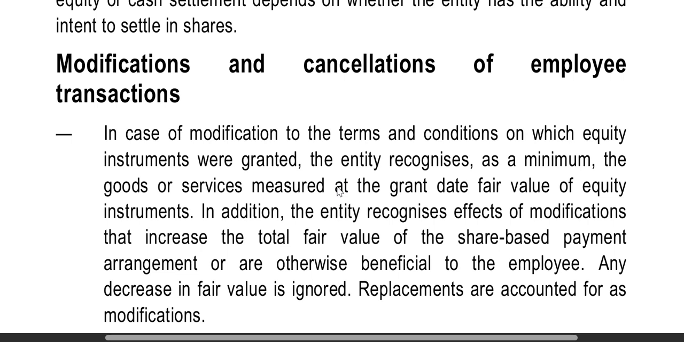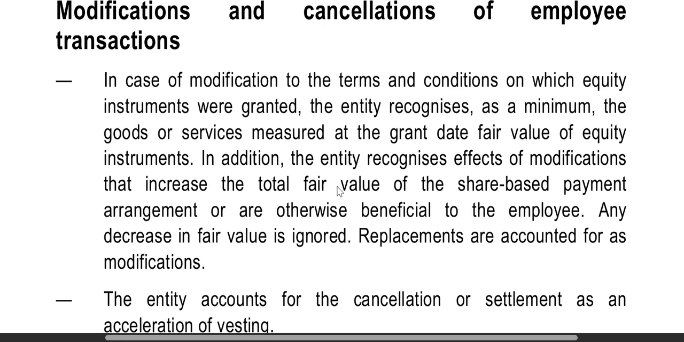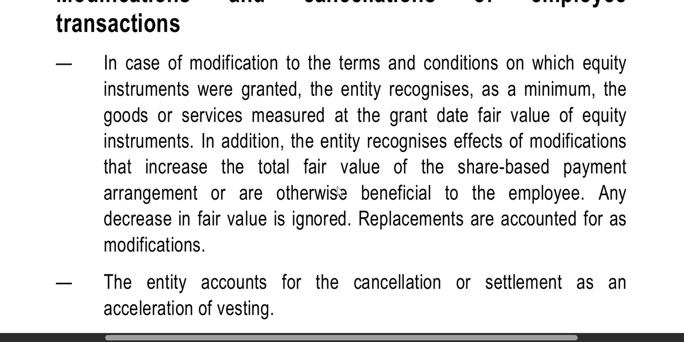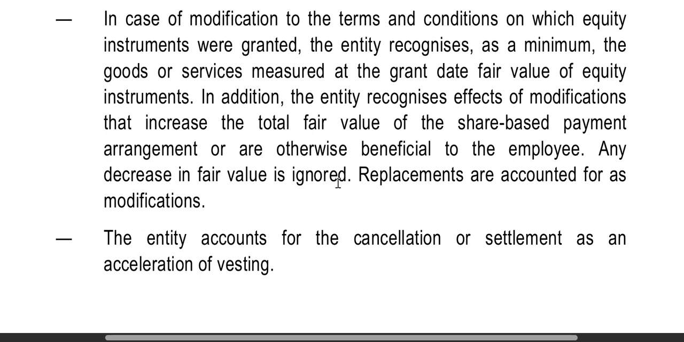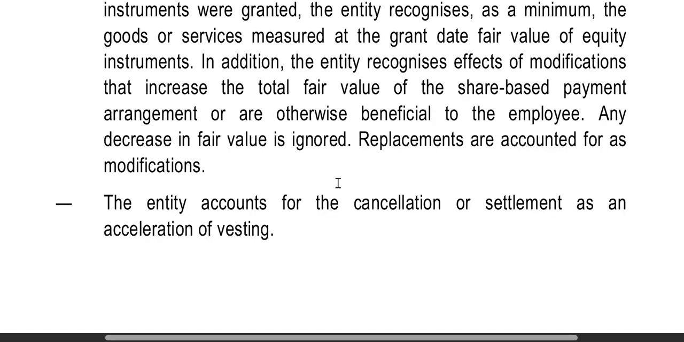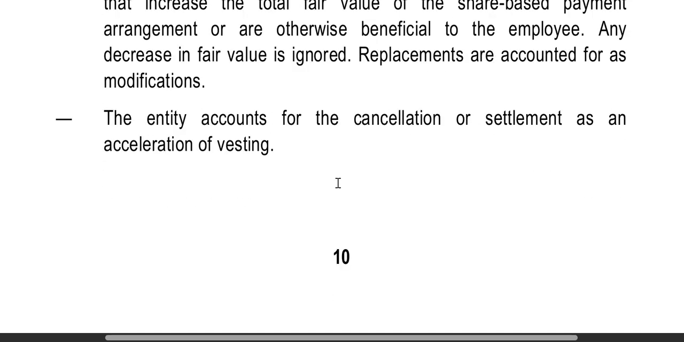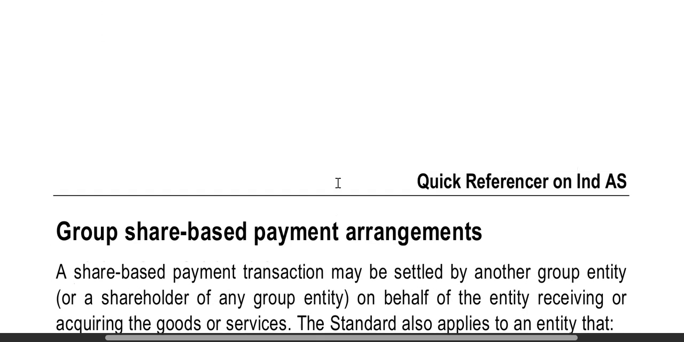Modification and cancellation of employee transactions. In the case of a modification of the terms or conditions on which equity instruments were granted, the entity recognizes, as a minimum, the goods and services measured at the grant date fair value of the equity instruments. In addition, the entity recognizes the effects of modifications that increase the total fair value of the share-based payment arrangement or are otherwise beneficial to the employee. A decrease in fair value is ignored. A replacement is accounted for as a modification. The entity accounts for cancellation or settlement as an acceleration of vesting.